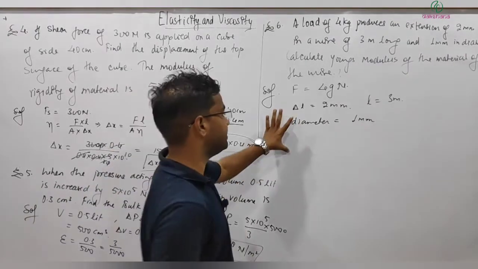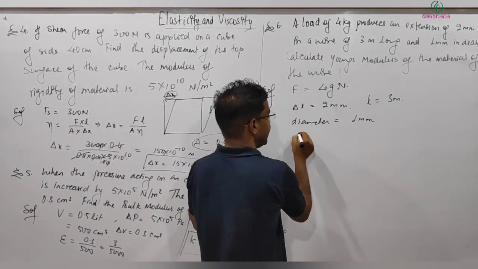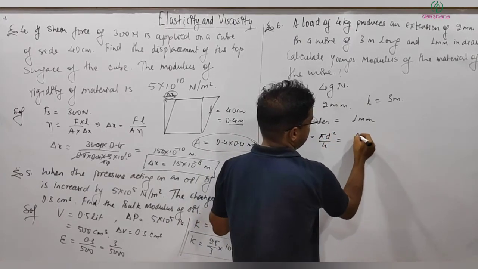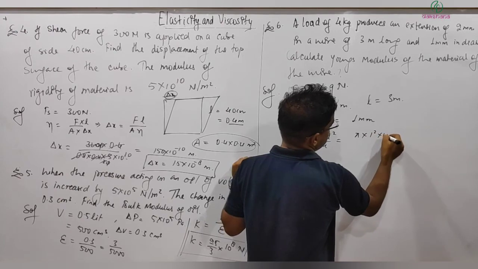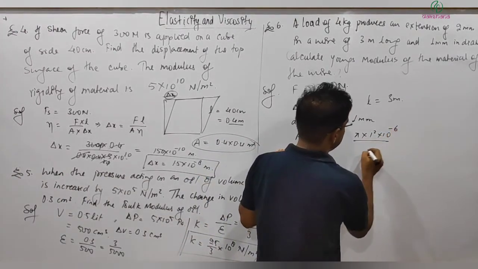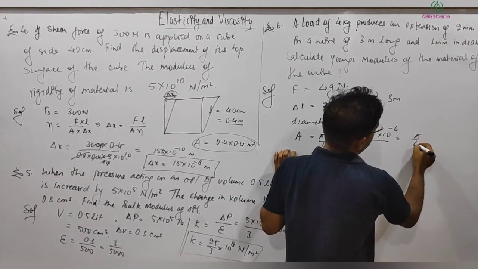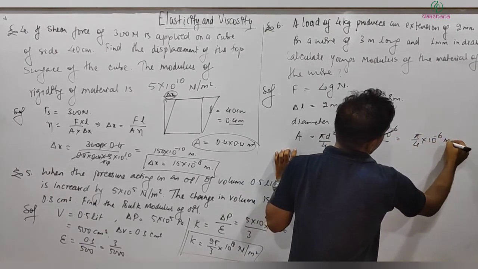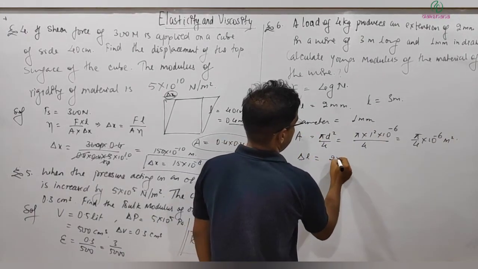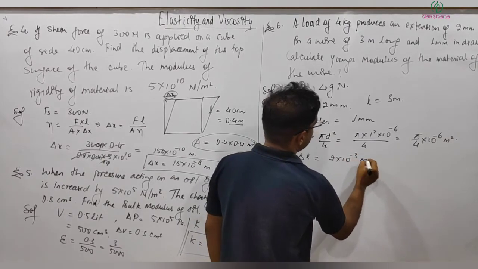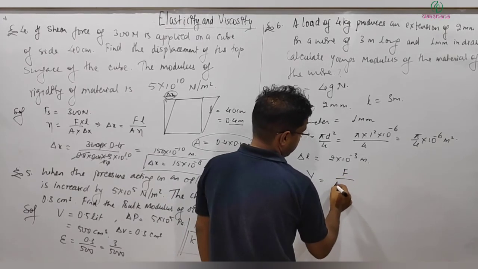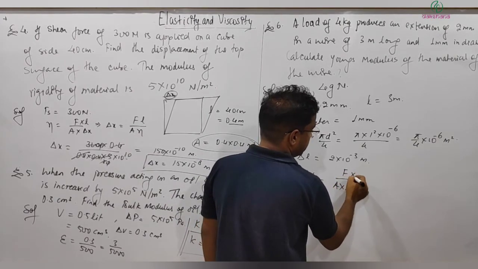So here also everything is provided to you. So what will be the area? Area will be pi into d square by 4, that is pi into 1 square into 10 to the power, if I am converting everything to SI units, then minus 6, divided by 4. So it's pi by 4 into 10 to the power minus 6 meter square is the area, and delta L is equal to 2 into 10 to the power minus 3 meter. And now what is Young's modulus? Young's modulus is equal to force divided by area multiplied by L divided by delta L.